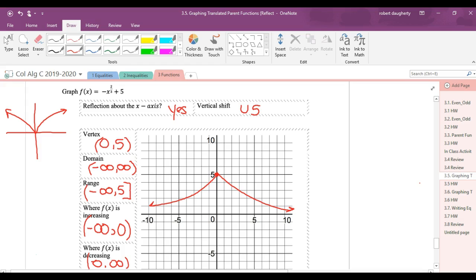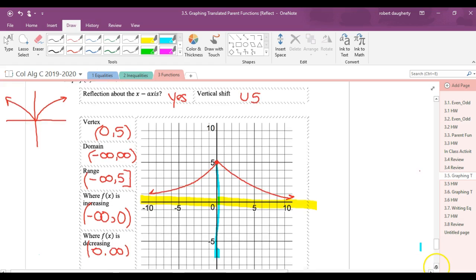Increases is measured on the x-axis. So I'm starting over here. My function increases until I get to where? This is 0. That's not on the y-axis, it's the x-axis. So I'm increasing as I travel on the x-axis from negative infinity to 0, and then I decrease from 0 to infinity. There's only one time you go to the y-axis. Which one is that? The range. So the range of this function is from negative infinity up to 5. The only time you ever look at the y-axis is when I ask you for the range.